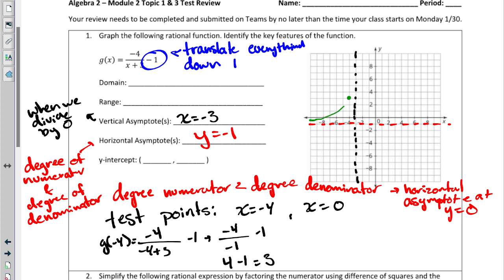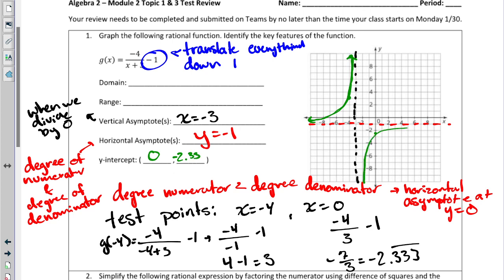Something like that. Now, if you know the properties of rationals, you kind of know it's going to go on the other side, but we have to find the y-intercept anyway, so let's plug in x equals 0. That becomes negative 4 over 3, minus 1. That's negative 7 over 3, which is negative 2.333 repeating, of course. And that is, I don't know, right about here. And that's also the y-intercept. When x is 0, y is negative 2.33.